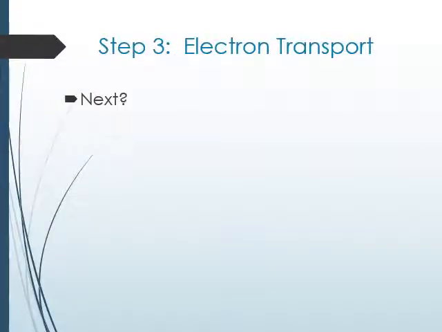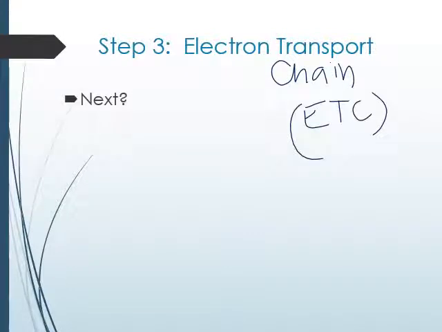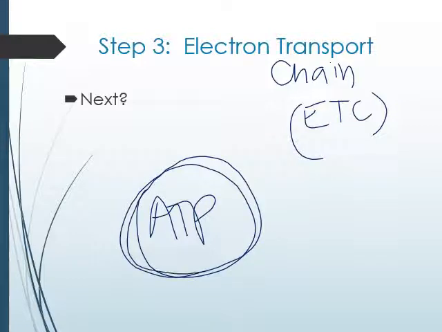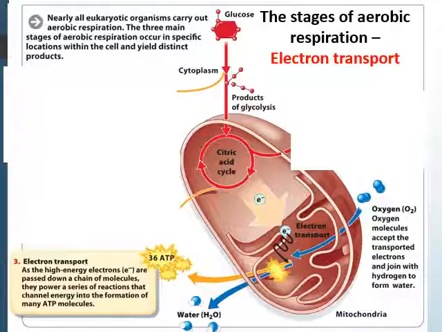Step 3, our last one, again, this has to happen in the presence of oxygen. This is the electron transport chain. So you'll see this commonly referred to as ETC as well, if you see it abbreviated. This is our big money maker. So this is what's going to make all the ATP. Not all of it. We've already made 4 ATP, 2 in glycolysis and 2 in Krebs. Now we're going to be making a lot more.